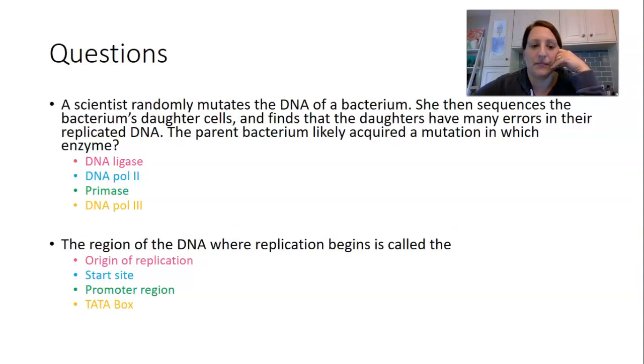Okay, just a couple more. A scientist randomly mutates the DNA of a bacterium. She then sequences the bacterium's daughter cells and finds that the daughter cells have many errors in their replicated DNA. The parent bacterium likely acquired a mutation in which enzyme? DNA ligase? DNA polymerase 2, primase, or DNA polymerase 3.